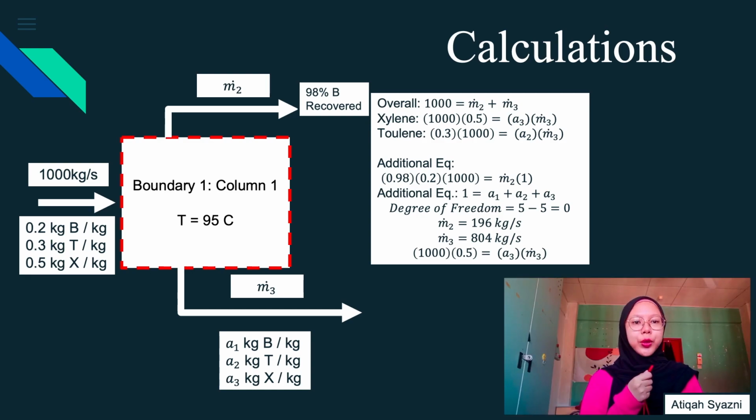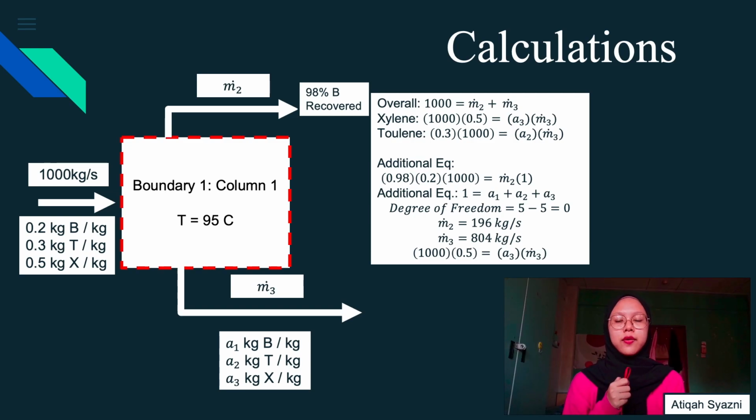M3. And we have another two additional equations, which is it is stated that 98% of benzene is recovered from feed to the top product stream. So the equation is 0.98 multiplied with 0.2 kg benzene per kilogram multiplied with 1000 kg per second equal to M2 multiplied with 1.